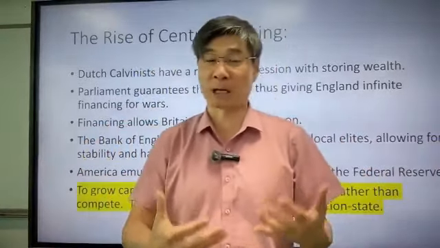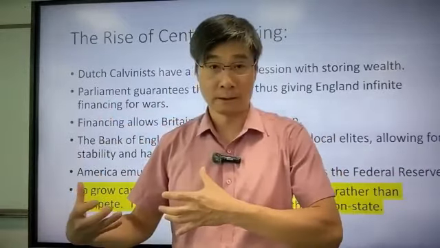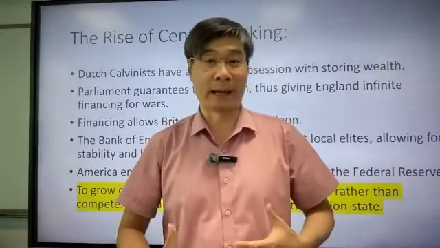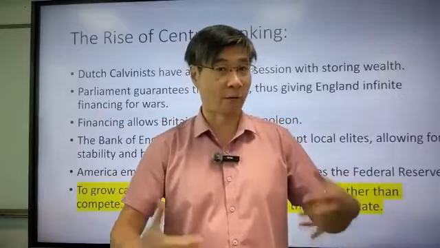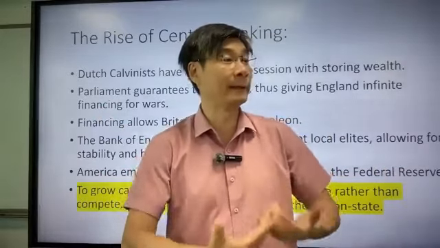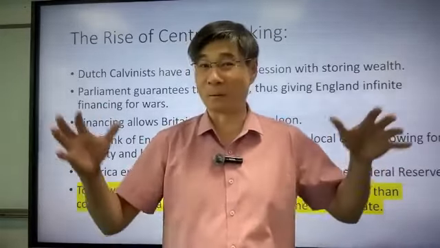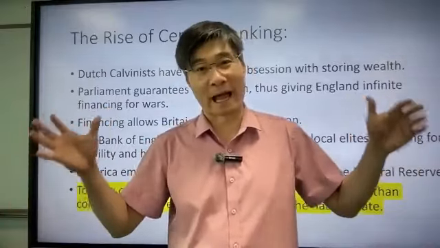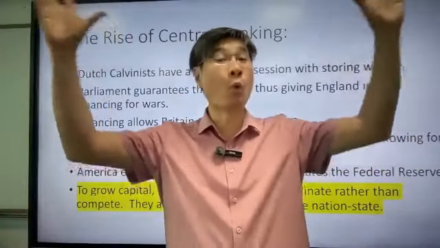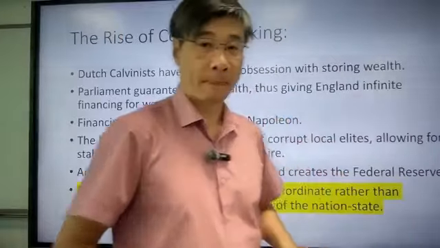The nation state is responsible for protecting this wealth, and the central banks can use the resources of the nation state to feed its capital growth. Okay, and this is the modern financial system that we have today. The central banks basically rule the world. All right.